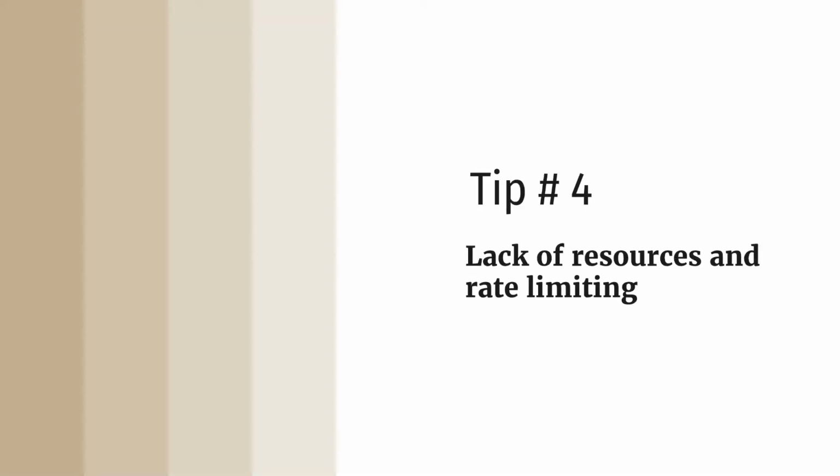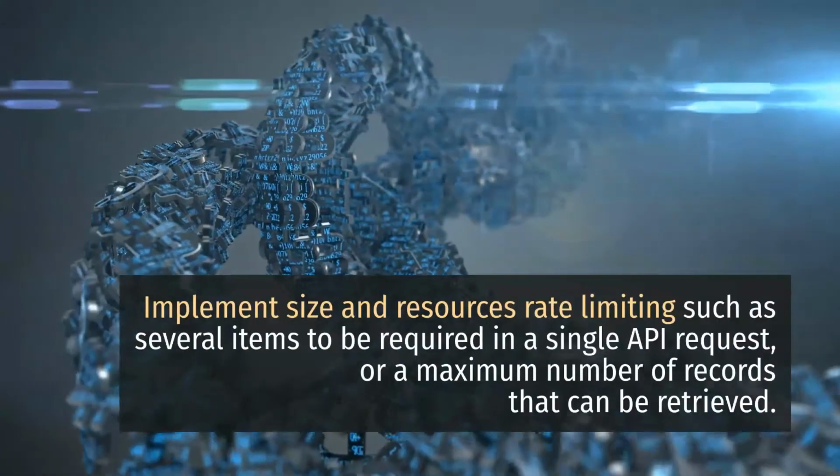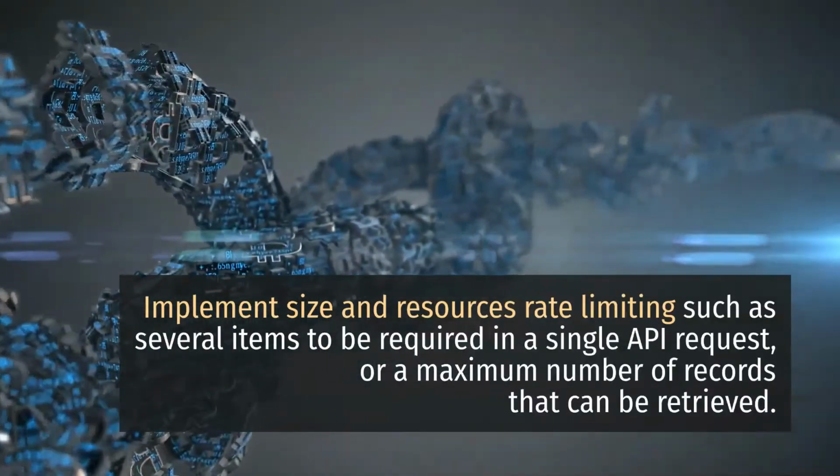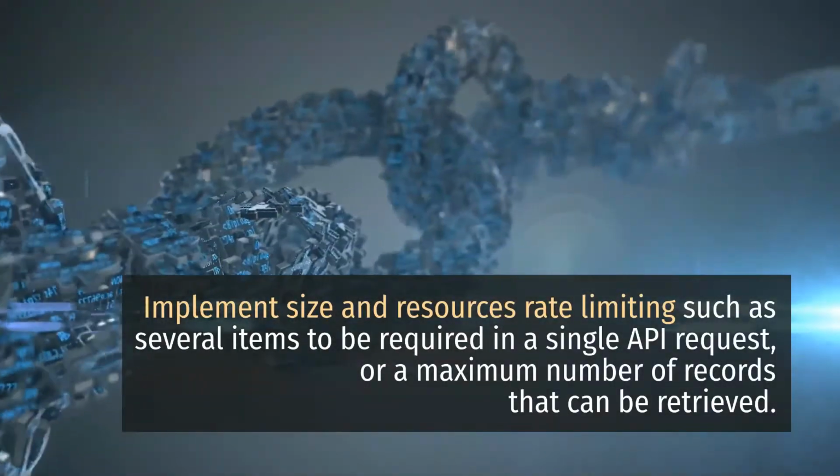Tip number 4. Lack of resources and rate limiting. Implement size and resources rate limiting, such as the number of items required in a single API request, or a maximum number of records that can be retrieved.